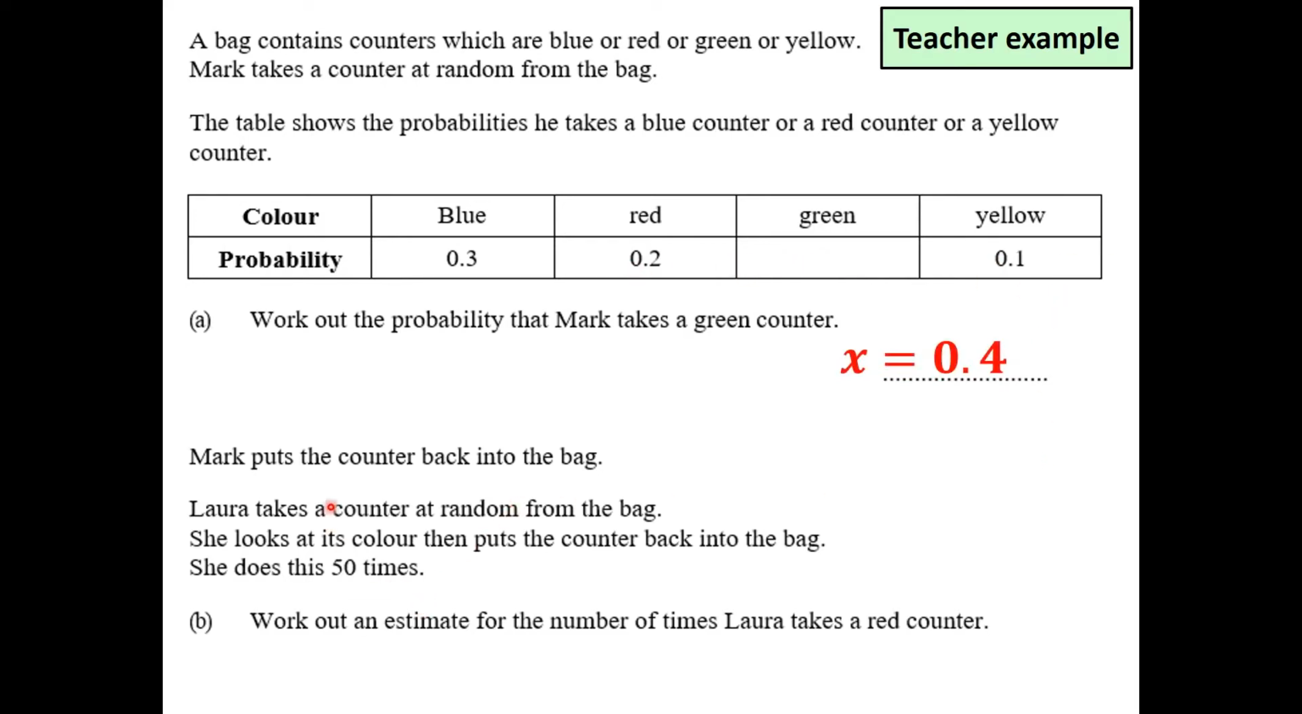For the second part of the question, Mark puts the counter back, so the one that he took out goes back in. Laura takes a counter from the bag. She looks at the colour, then she puts it back, and she does that 50 times. Work out an estimate for the number of times she takes a red counter. Well, there's a 20% chance, or a 0.2 relative frequency, of getting red. So 0.2 times 50 gives me 10. So the estimate is she'll take 10 red counters out when she does this 50 times.